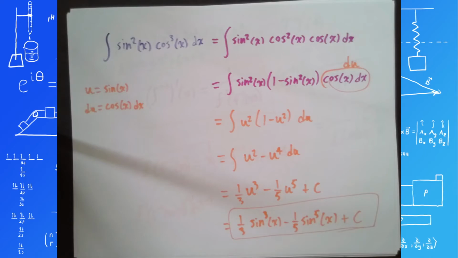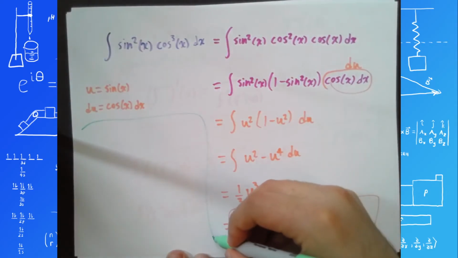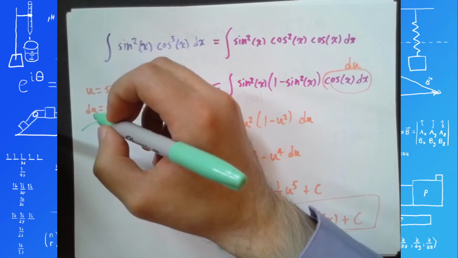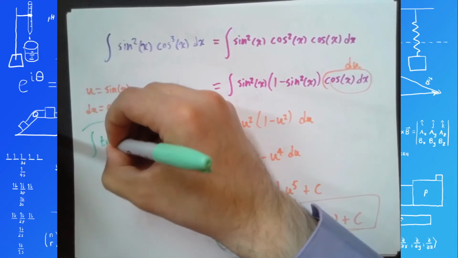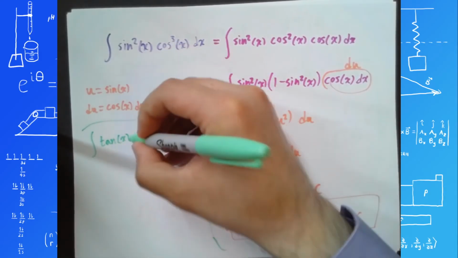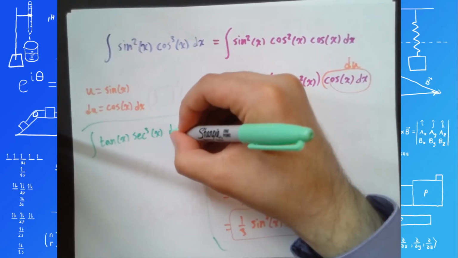Okay, let's see, what else do we have? We've got the case of tangents with secants. Also has a rather reliable pattern. So let's say, for example, I've got, let's see, this one says, and I might be able to fit it all in here. This one says integrate tan of x times secant cubed of x dx.